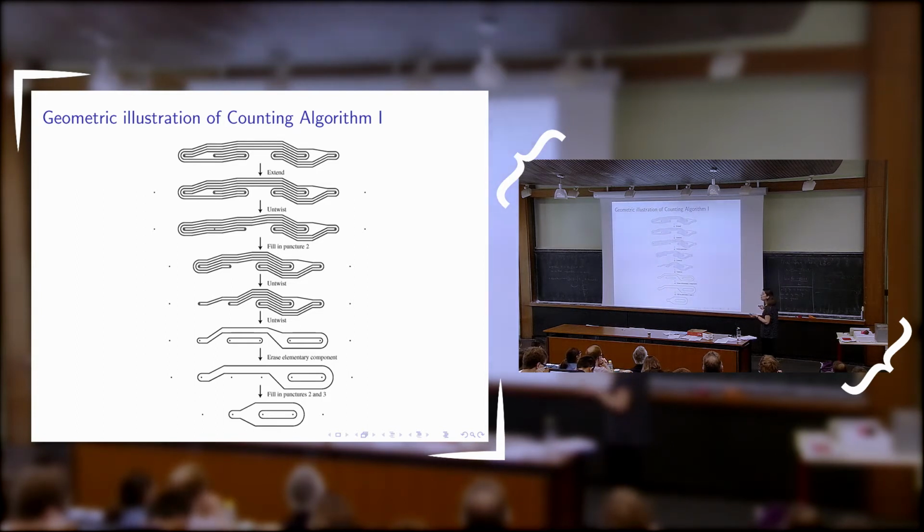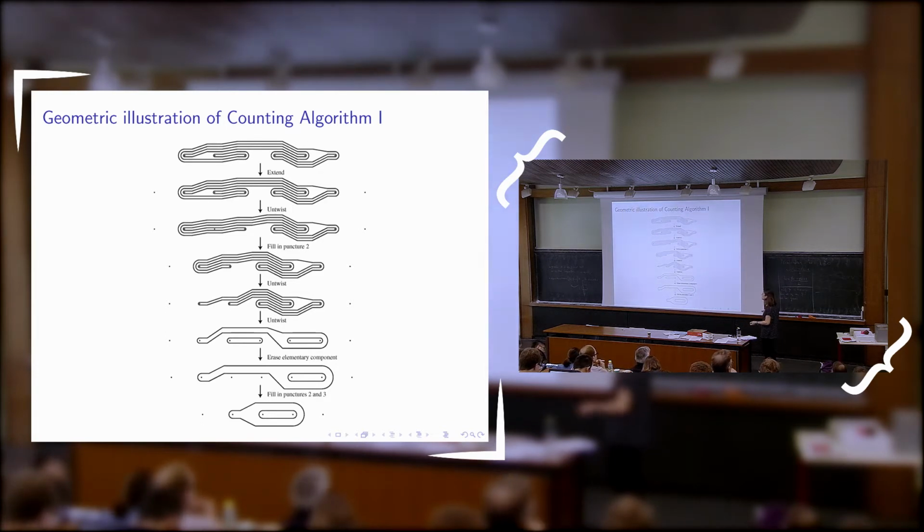So we erase that puncture, we fill in that puncture, and that gives us a new multicurve supported on the 1, 2, 3, 4, 5, 6, 7 times punctured disk. And we repeat the same process: we untwist, we erase elementary components, and so on. And at the end, we get a multicurve supported on the 3 times punctured disk, and we've already erased 1 elementary component, so this particular multicurve has 3 connected components. That's what counting algorithm 1 does.